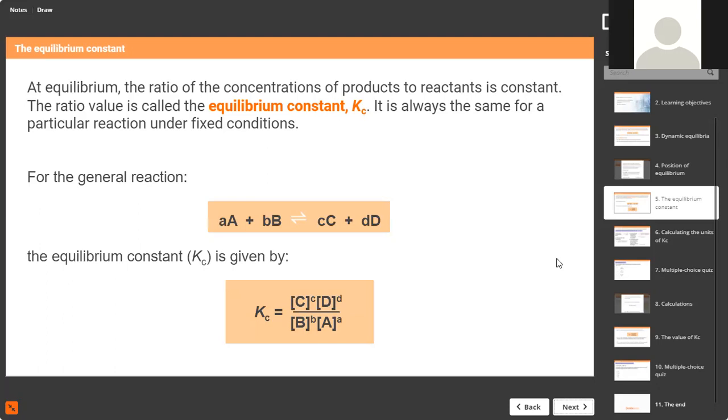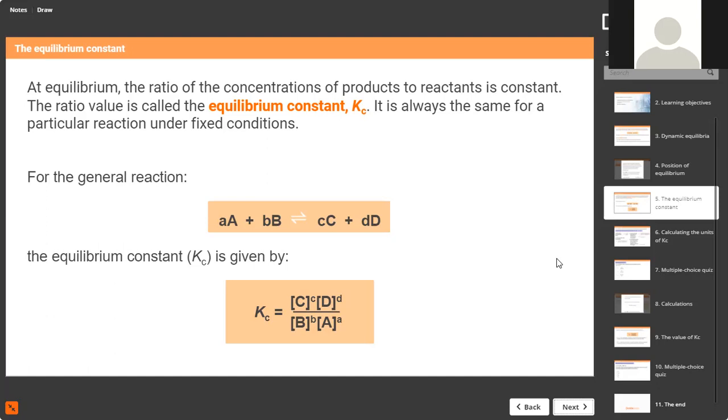That's a really important equation to make sure that you've got written down at some point, and make sure you really know it, because you get asked this a lot. You get asked to calculate the equilibrium constant, and you won't be given the equation at all.